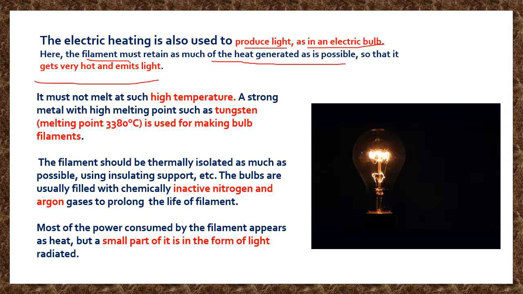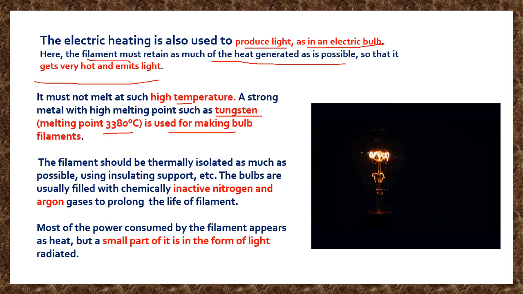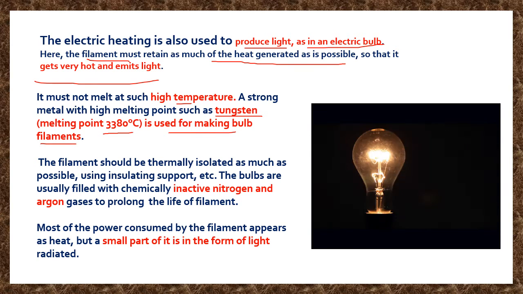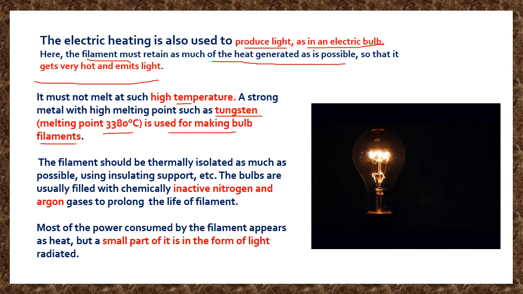It must not melt at such high temperature. A strong metal with a high melting point such as tungsten, the melting point of tungsten is 3380 degrees C, is used for making bulb filaments. See, nowadays we are not using this bulb, but you should know that inside the bulb the filament of tungsten was used. Why? Due to the high melting point. This is the property of the tungsten.